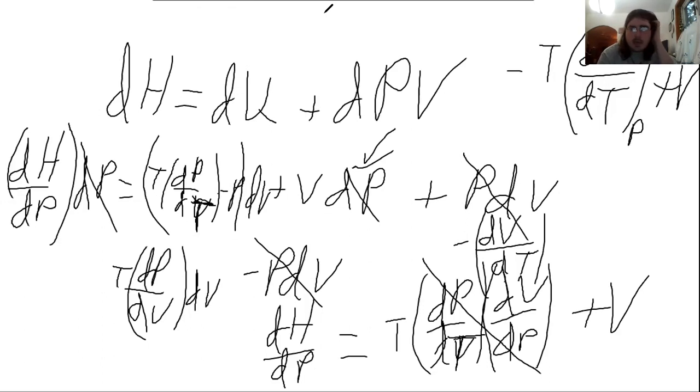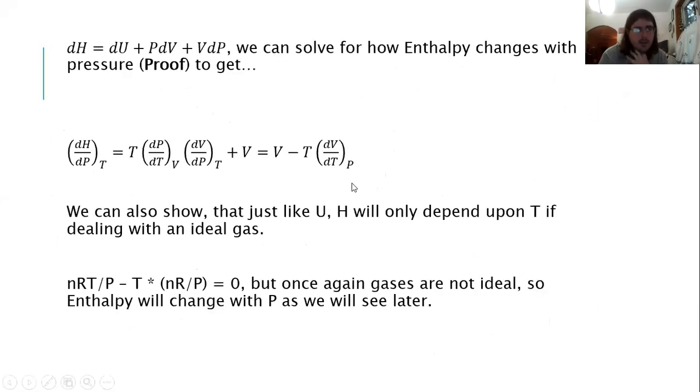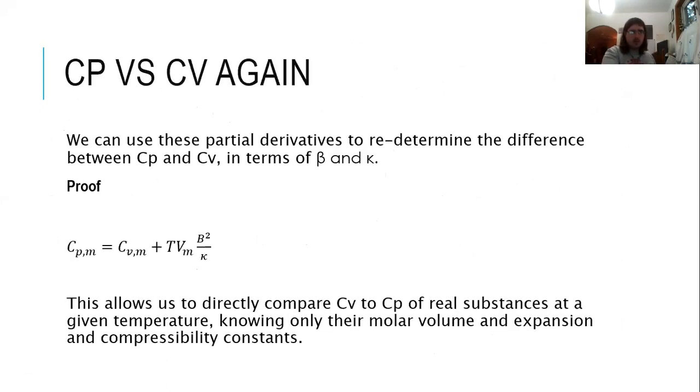That is our exchange for dH dP. Once again, it is ugly. It's very ugly, much like our dU dV. But once again, for an ideal gas, that will just drop out and leave us zero for the exact same reason. Looking at C_P and C_V once again, another thing we'll deal with is the relations of C sub P and C sub V in terms of beta and kappa for a substance.